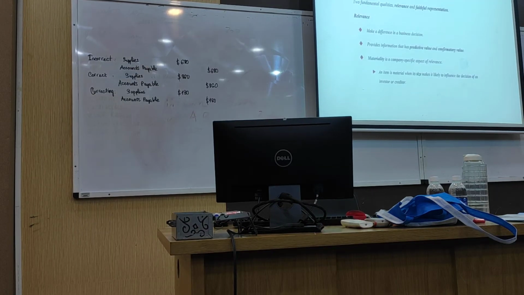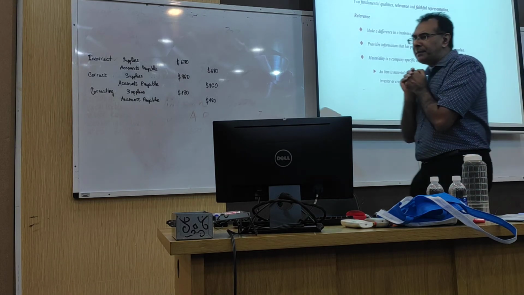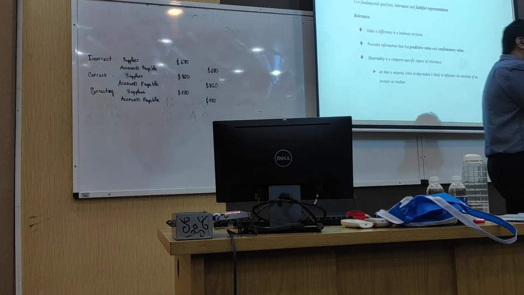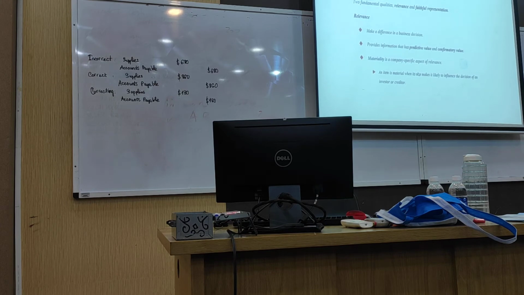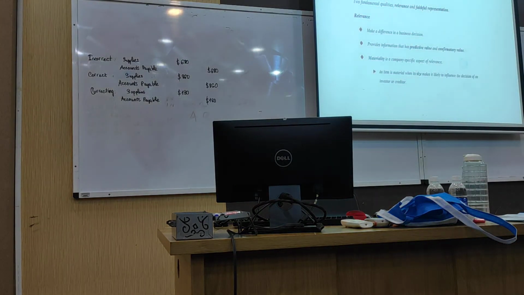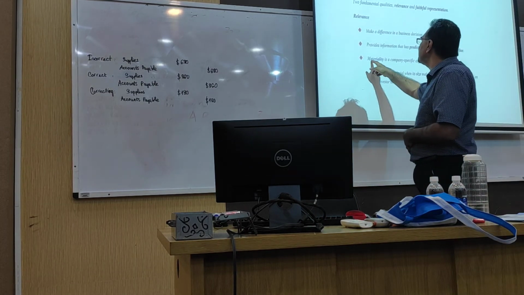To have certain qualities to qualify as information. So obviously the most important concept here is relevance. Relevant means it must be useful to help me make a decision. It must be able to provide information that is both predictive or confirmatory. What the hell does that mean? Predictive means what is the likely value in the future, and confirmatory means what's the value right now. Yeah, the value is certain, and of course I must consider materiality.